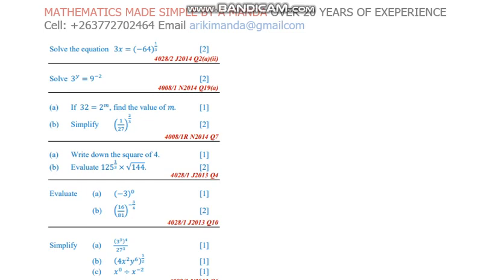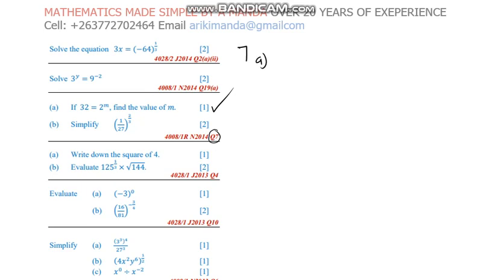We're continuing with revision of laws of indices using past exam papers. Without wasting time, let's quickly look at the questions. The teacher has selected a few questions so that all the parts of laws of indices are looked at. This is question number 7 of November 2014. We're going to look at 7A only, right?